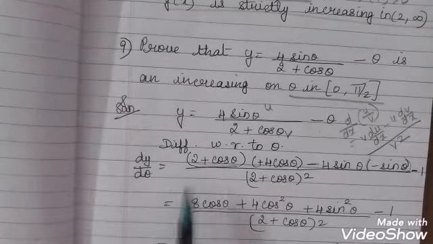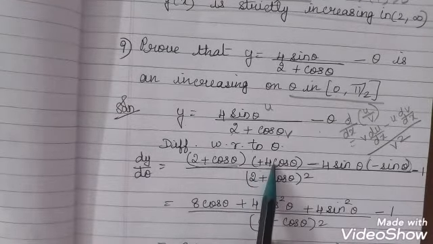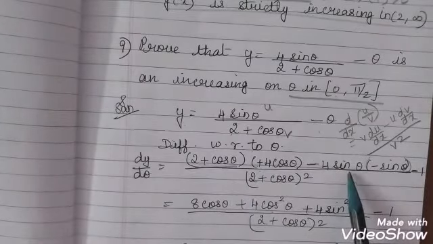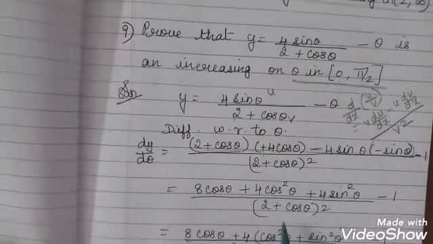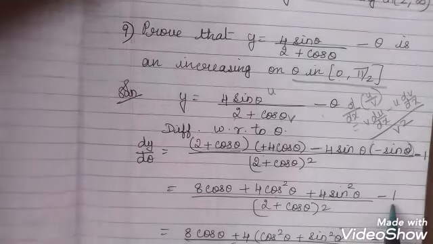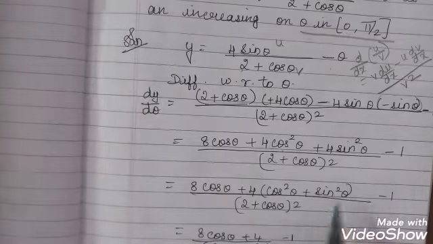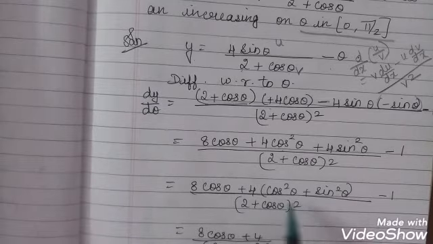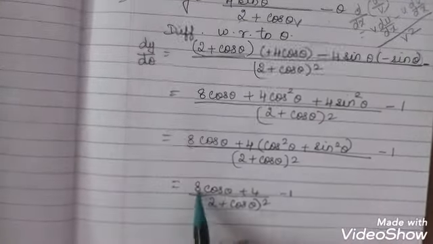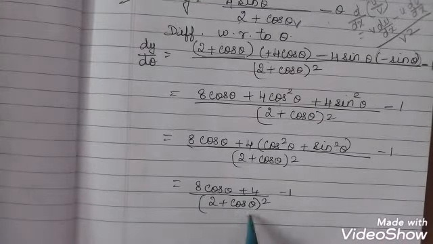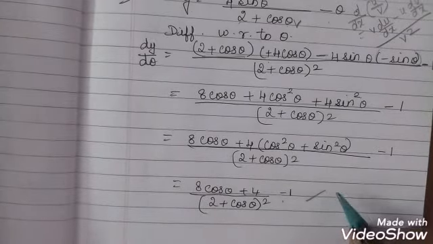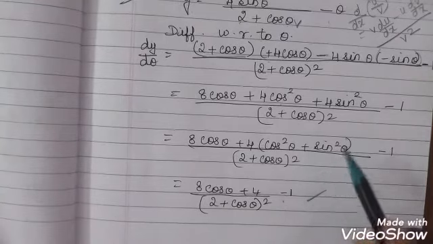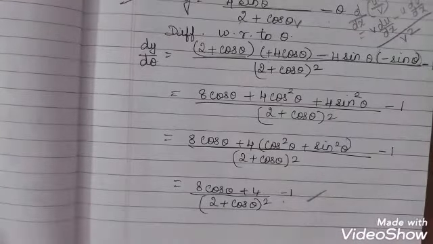Now we'll just simplify it here. When I multiply it, what will I have here? It's 8 cos theta plus 4 cos square theta, minus into minus, it's plus 4 sin square theta, divided by 2 plus cos theta the whole squared, minus 1. This is what you have here. Now what's the next step? 8 cos theta plus 4 into cos square theta plus sin square theta, divided by 2 plus cos theta the whole squared, minus 1. So what will I have here? It's nothing but 8 cos theta plus 4 divided by 2 plus cos theta the whole squared, minus 1. So I have simplified it here. Now I need to check whether in this interval 0, pi by 2 it is positive or not.